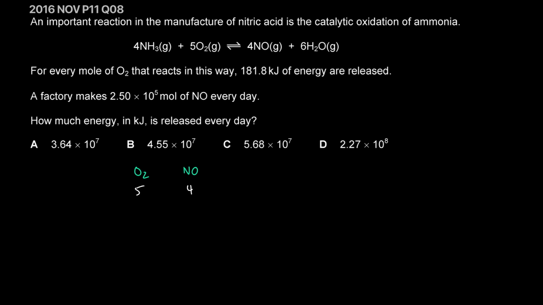For every 5 moles of oxygen, we get 4 moles of nitrogen monoxide. So if we have 2.5 × 10^5 moles of nitrogen monoxide, how many moles of oxygen do we have? The number of moles of oxygen is equal to 3.125 × 10^5 moles. Okay, so this is the number of moles of oxygen that we have, right?